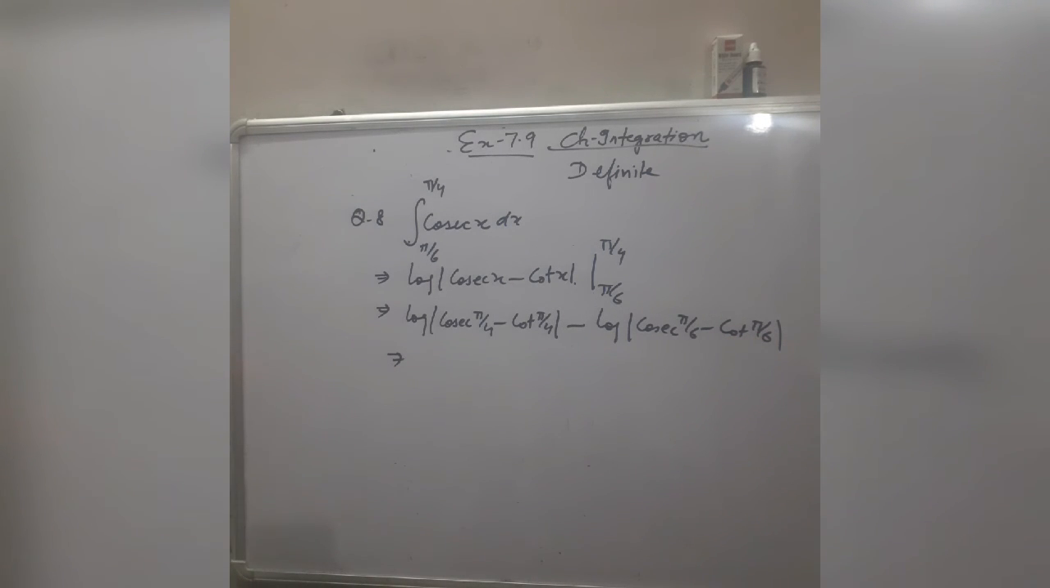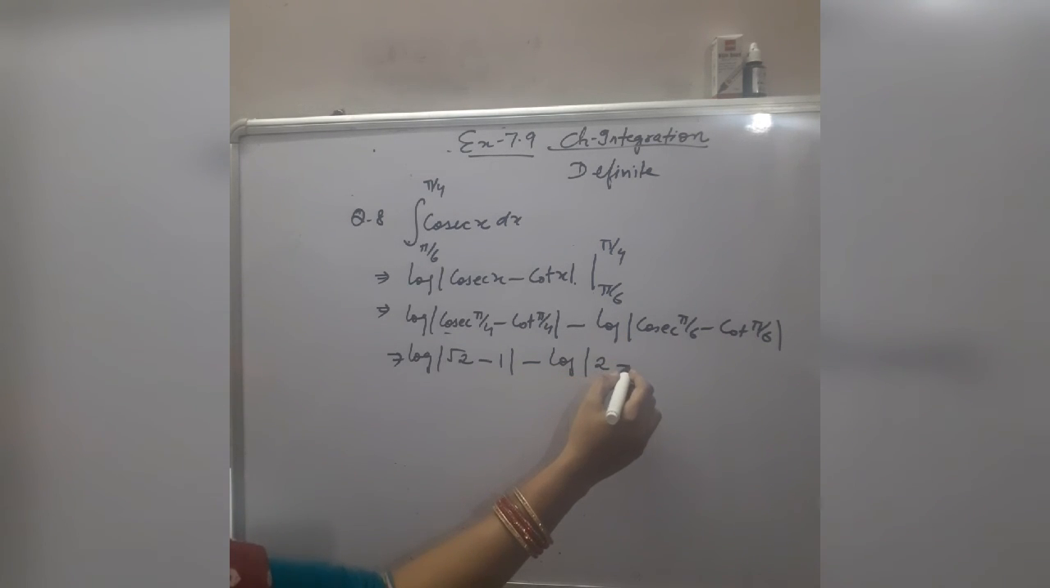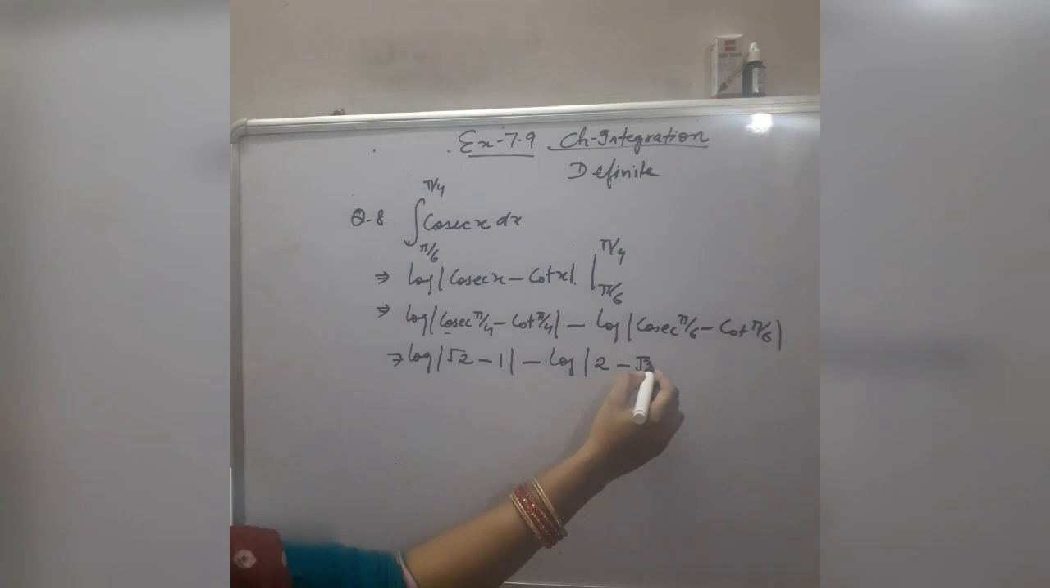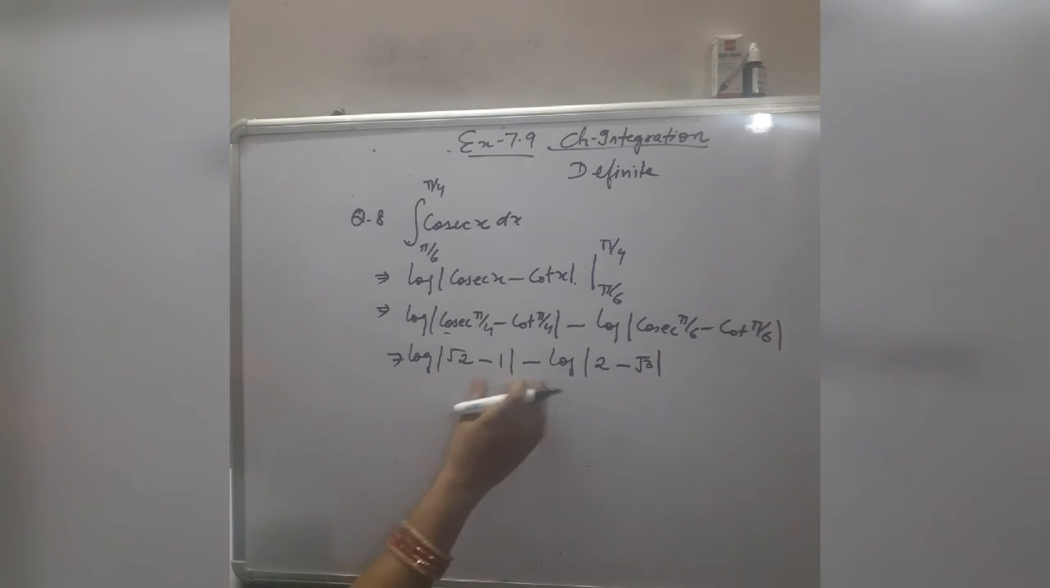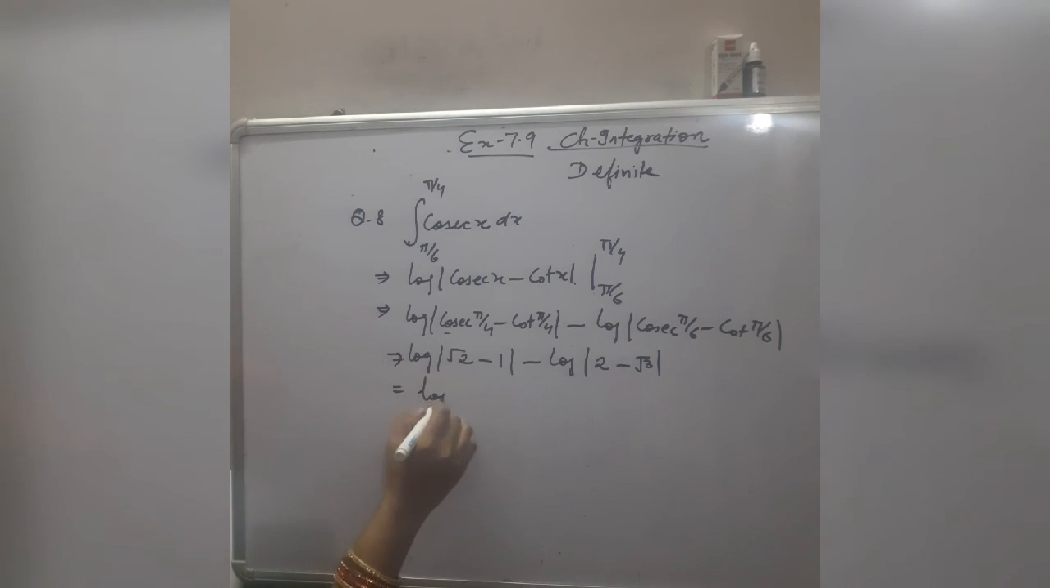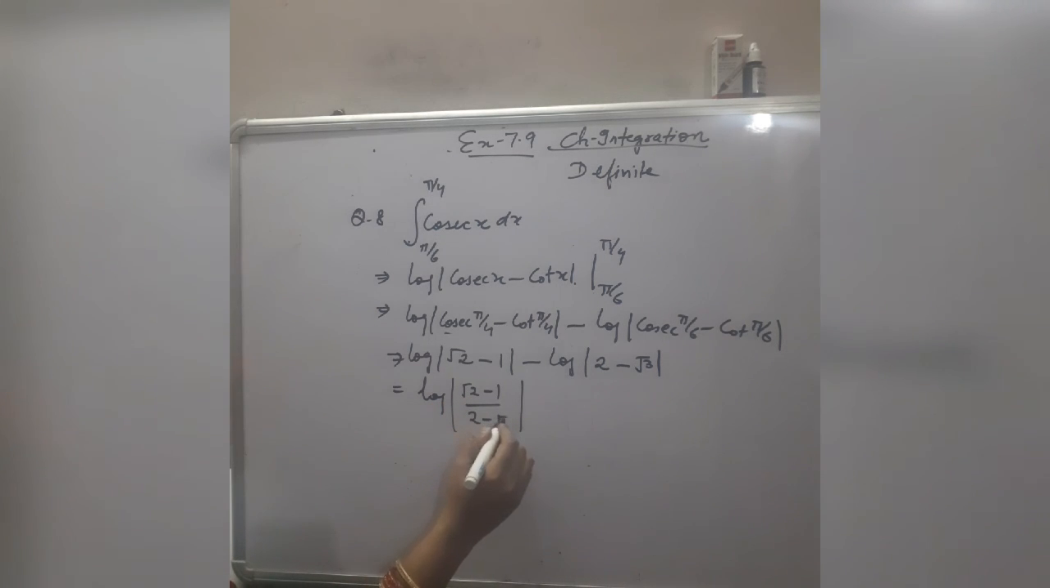Put the value of cosecant pi by 4. Cosecant is the reciprocal of sine. The value of cosecant pi by 4 is root 2. The value of cot 45 is 1. Similarly here, the value of cosecant pi by 6 is 2, and the value of cot pi by 6 is root 3. Using log m minus log n, it can be written as log m by n, meaning log of root 2 minus 1 over 2 minus root 3. So this is the answer.